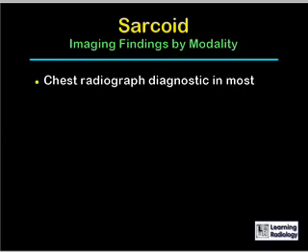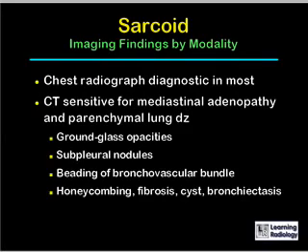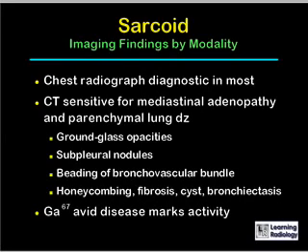Chest radiographs are diagnostic in most cases. CT is more sensitive than radiography for mediastinal adenopathy and for parenchymal lung disease. On CT, we can see ground glass opacities, subpleural nodules, innumerable small nodules and prominence of the reticular markings, beading of the bronchovascular bundles, and in end-stage disease honeycombing, fibrosis, cyst formation, and bronchiectasis. As we said, Gallium-67 avid disease can be used to mark the activity of the disease.